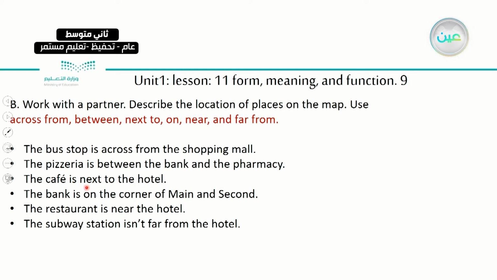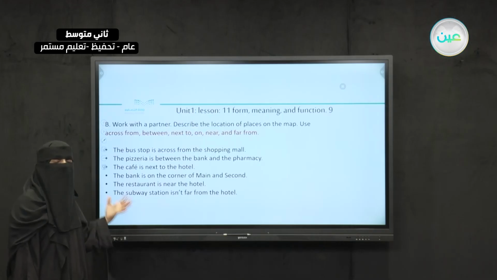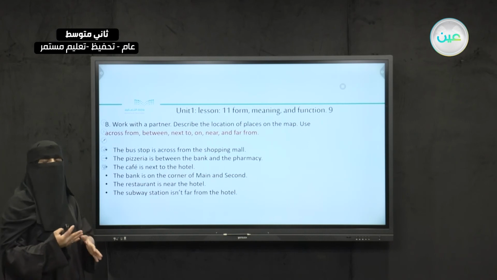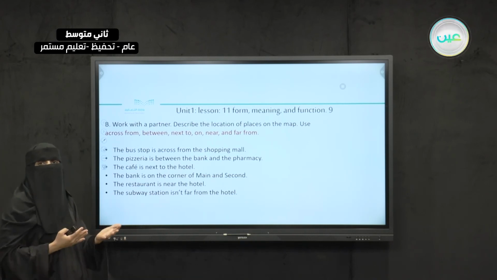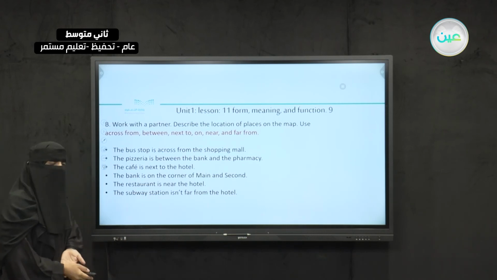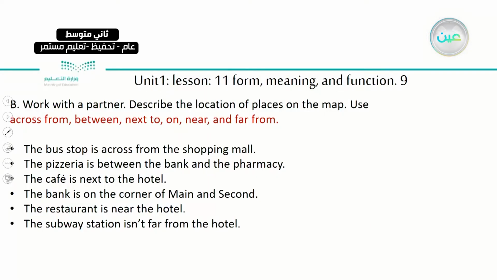The bank is on the corner of Main and 2nd. The restaurant is near the hotel. The subway station isn't far from the hotel. So we use different responses using different prepositions of place. You shouldn't use only near, next to, near, next to. The answer should vary. You should practice using different prepositions of place. This is for exercise B.